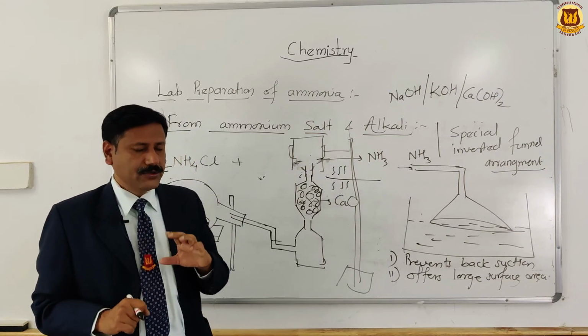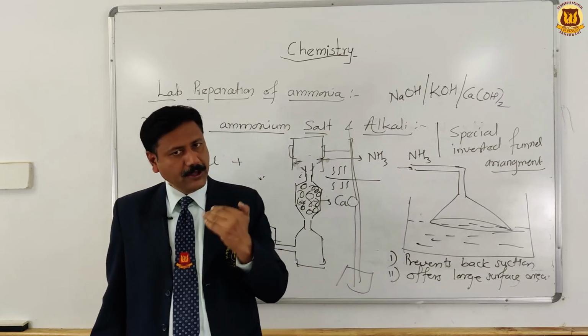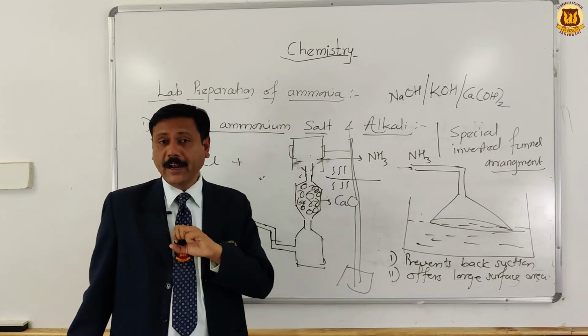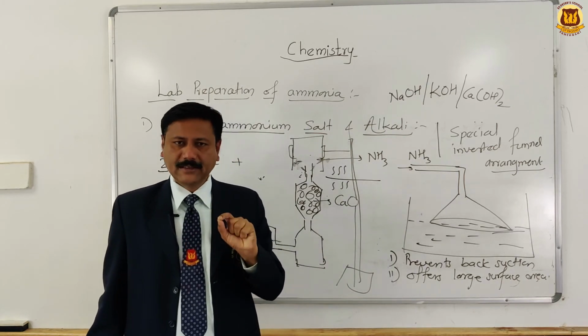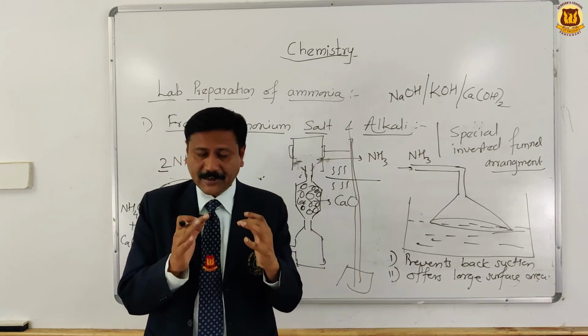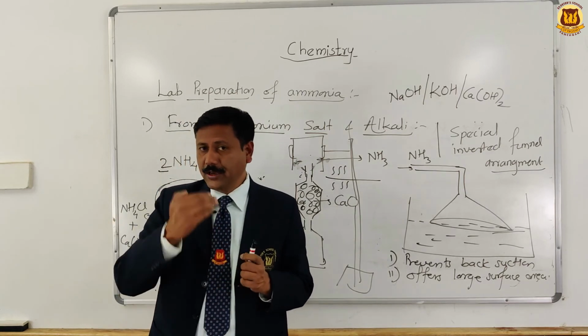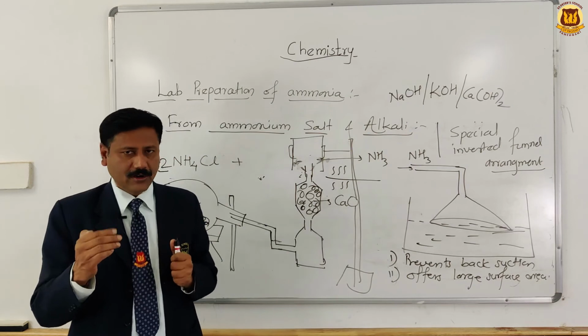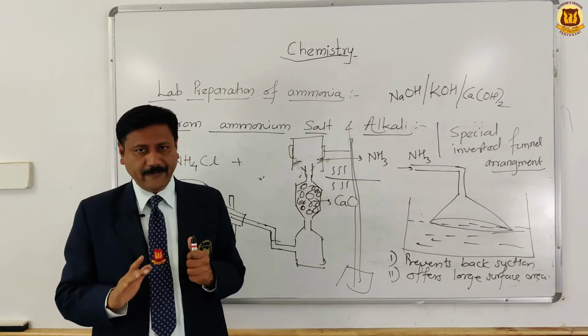using ammonium salt and alkali. So which ammonium salt is used? Ammonium chloride. Ammonium chloride is used, not ammonium nitrate. Ammonium nitrate is highly explosive, which decomposes to give nitrous oxide and water. Therefore, ammonium nitrate is not preferred.